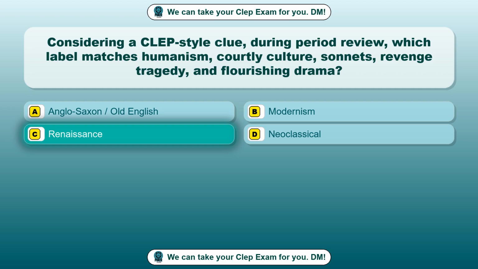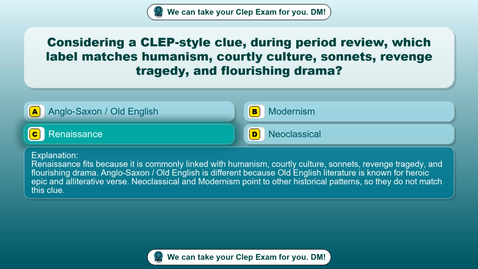Renaissance. Renaissance fits because it is commonly linked with humanism, courtly culture, sonnets, revenge tragedy, and flourishing drama. Anglo-Saxon/Old English is different because Old English literature is known for heroic epic and alliterative verse. Neoclassical and modernism point to other historical patterns, so they do not match this clue.